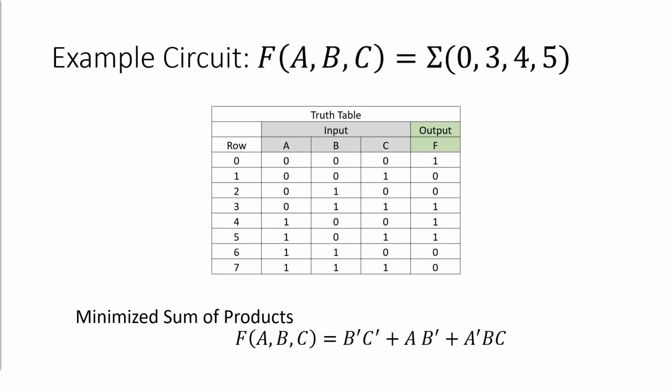So for your lab exercise, you're given a circuit schematic, and in your pre-lab, you're working backwards to determine that schematic equation. What we're doing here is I'm going to give you an example circuit that we'll be working with. So our circuit output is named F. We have 3 input variables, A, B, and C. And so that circuit is a function of the sum of 0, 3, 4, and 5.